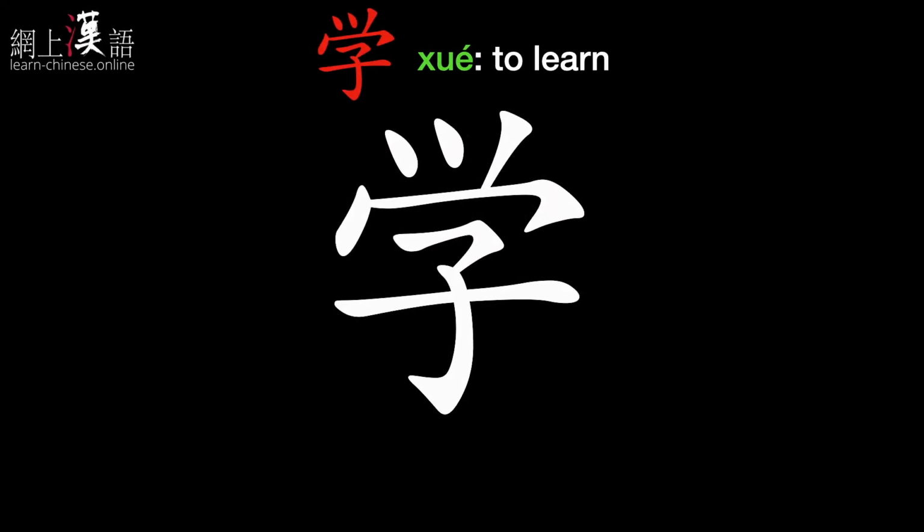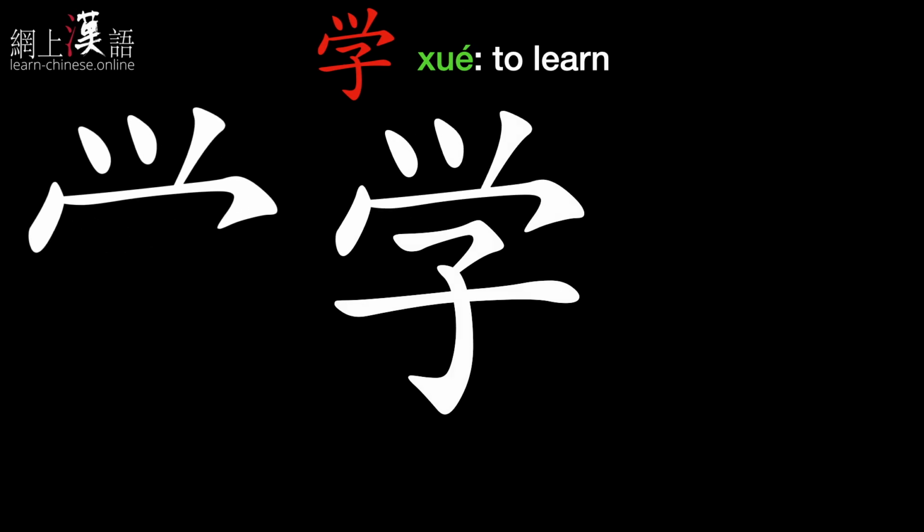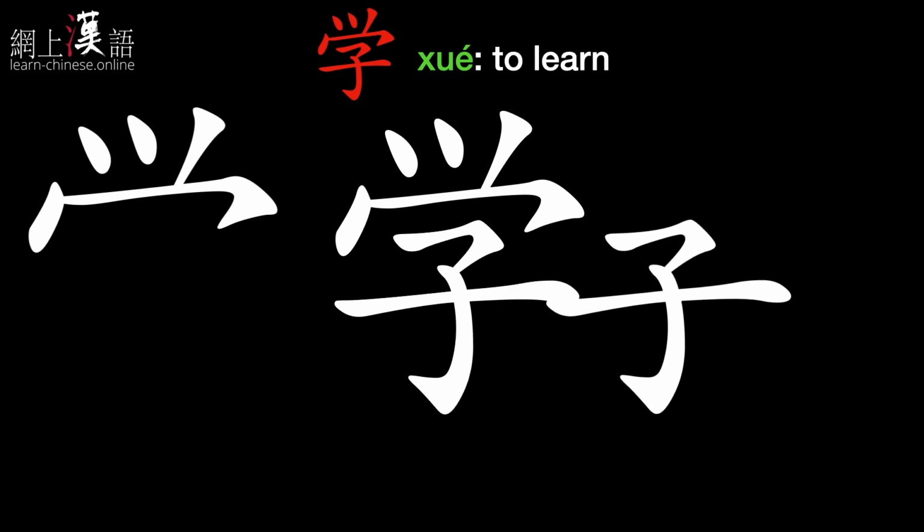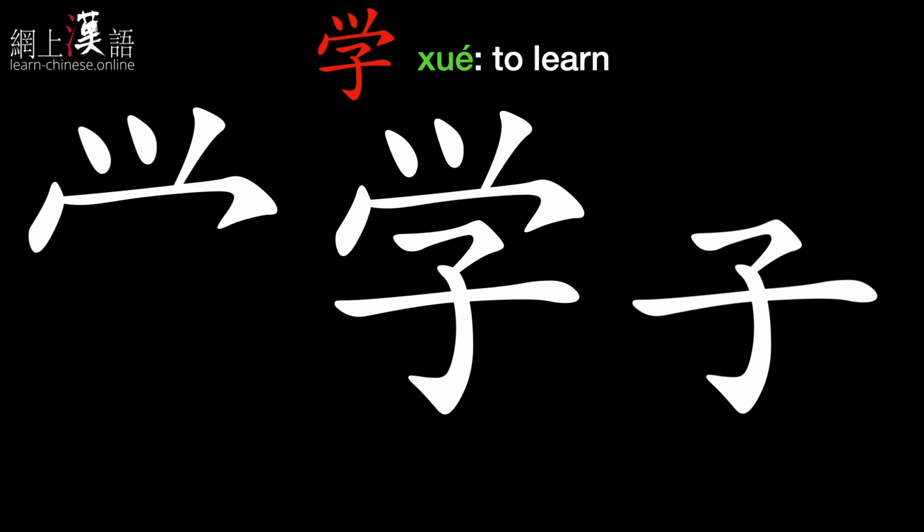学, xue, to learn. On the top, you can see the component for the root with 3 points. Actually, these 3 points can be considered as a component for small. Underneath is a component for child, which we have already seen in the Chinese character hao. Xue is a simplified Chinese character.